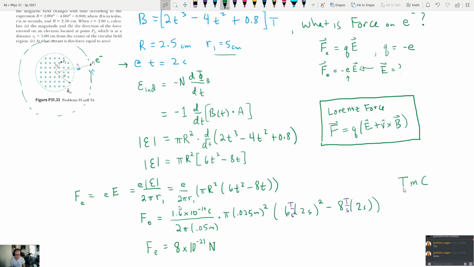No, that's right, yeah. So Tesla we get from this equation. Tesla is basically B is equal to F over QV. So we can replace Tesla with Newton divided by meter per second times Coulomb. It looks like I'm getting Newton seconds, right? Yeah.